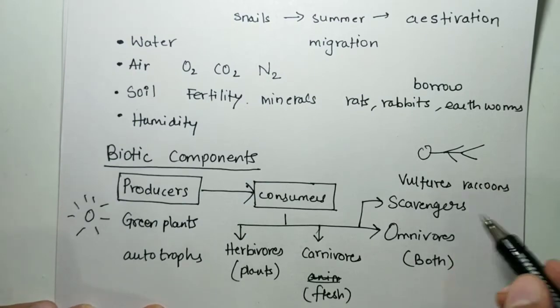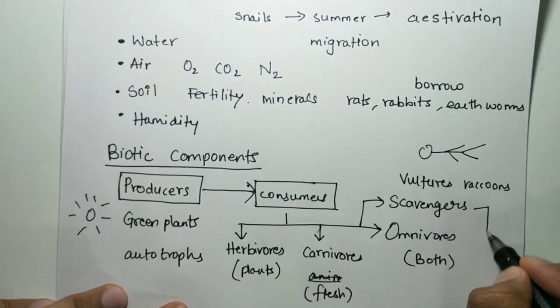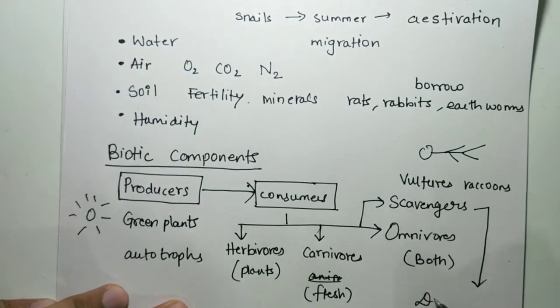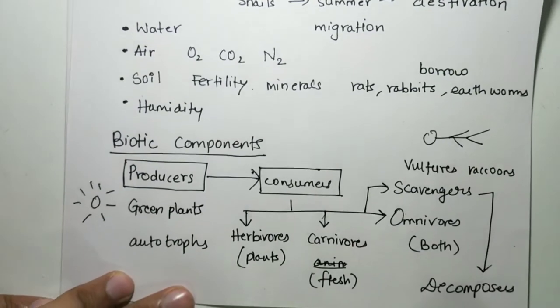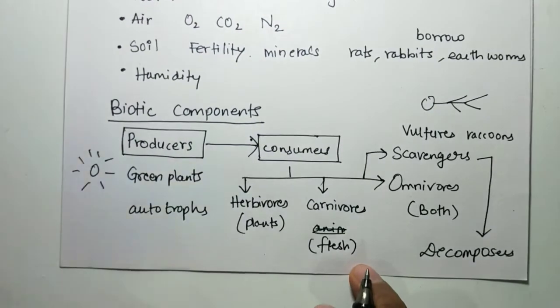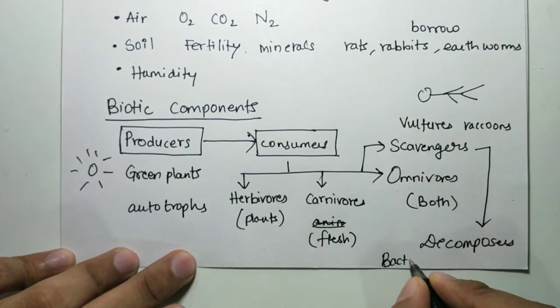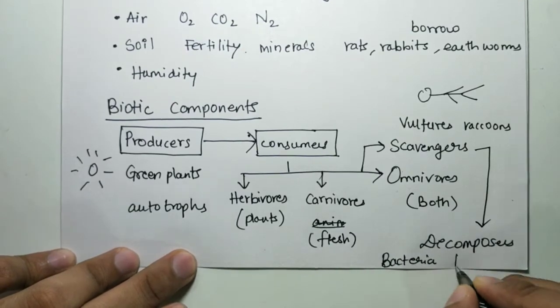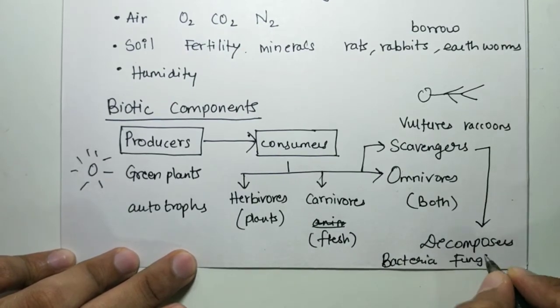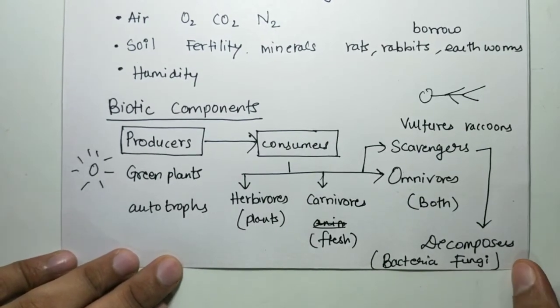Finally, after the scavengers have eaten the dead body, the last are decomposers. Now, who are decomposers? Decomposers are those microorganisms. They include bacteria and fungi. Microorganisms that are decomposers are bacteria and fungi.